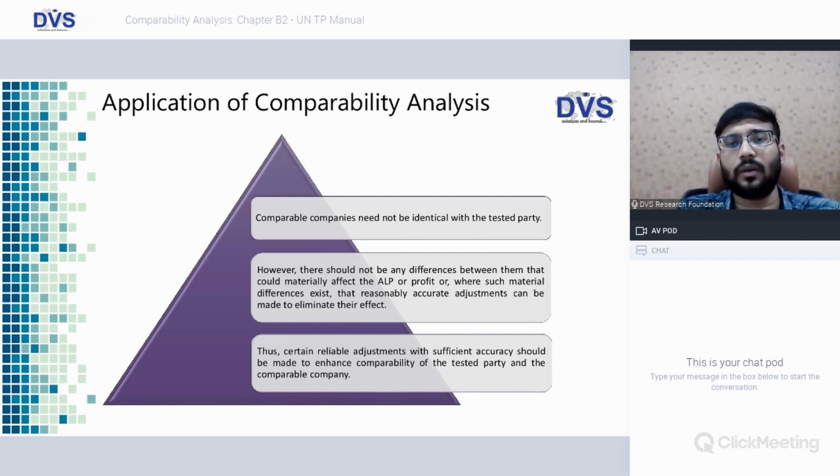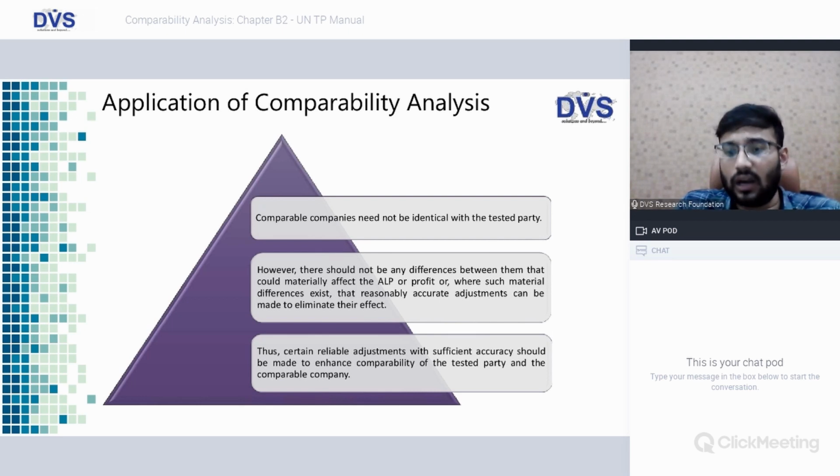Application of comparability analysis: a comparable company need not be identical with the tested party. However, there should not be any differences between them that could materially affect the ALP or profit. Friends, there won't be any transaction or company which would be 100% identical or similar to our company. That's where we need to do certain reliable adjustments to ensure that the price or the companies which we are taking are comparable in the true sense.